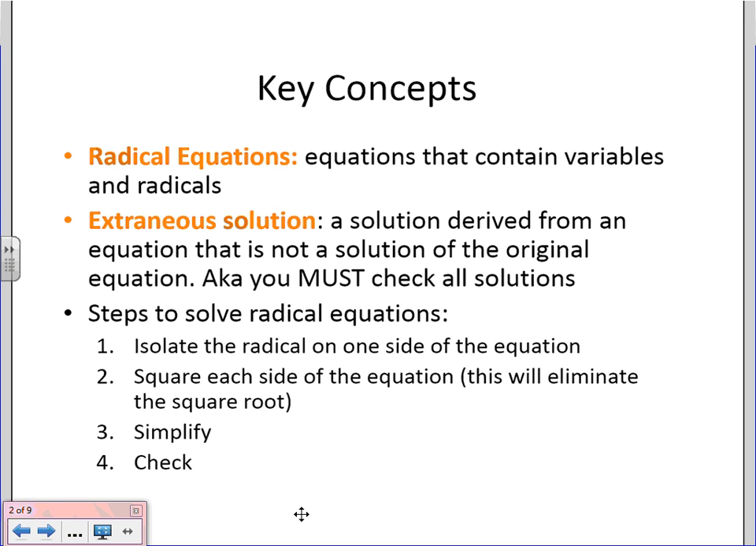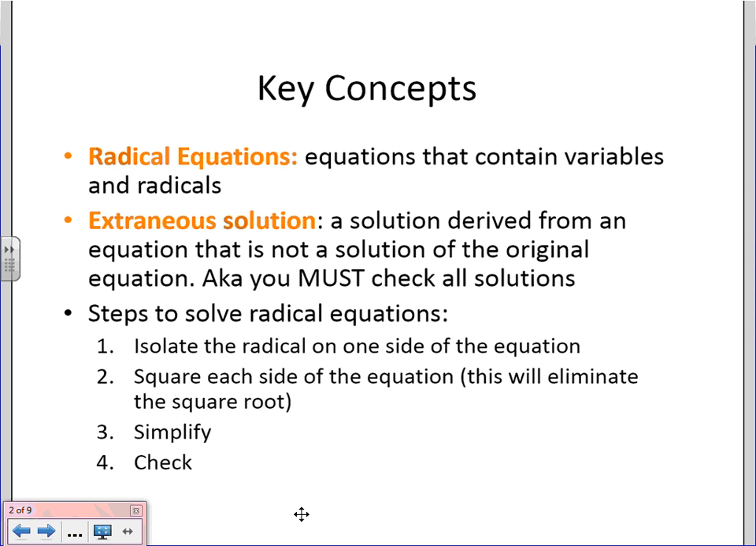Now, we've also got something called an extraneous solution. And this is where we have a solution derived from an equation that is not a solution of the original equation. So this means you must check all your solutions. Okay, so we're going to get down to the bottom and we're going to have a couple solutions. And sometimes they actually don't work. Okay, so that's when we have an extraneous solution.